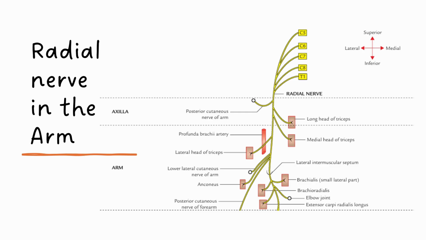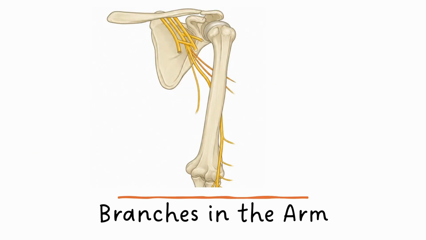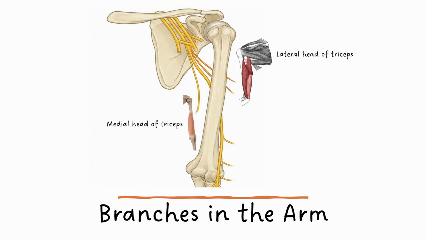Now let's see what are the branches given by the radial nerve in the arm. The muscular branches of the radial nerve in the spiral groove include nerve to lateral head of triceps, nerve to medial head of triceps, and nerve to anconeus. Then once it comes out of the spiral groove, it pierces the lateral intramuscular septum and enters the anterior compartment of the arm, where it supplies one of the flexor muscles of the arm, that is brachialis muscle.